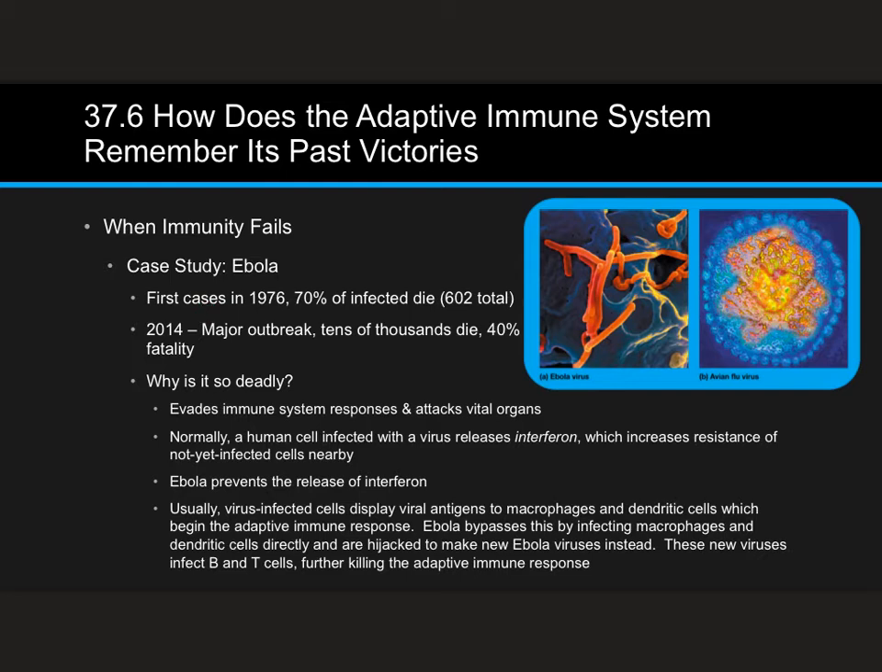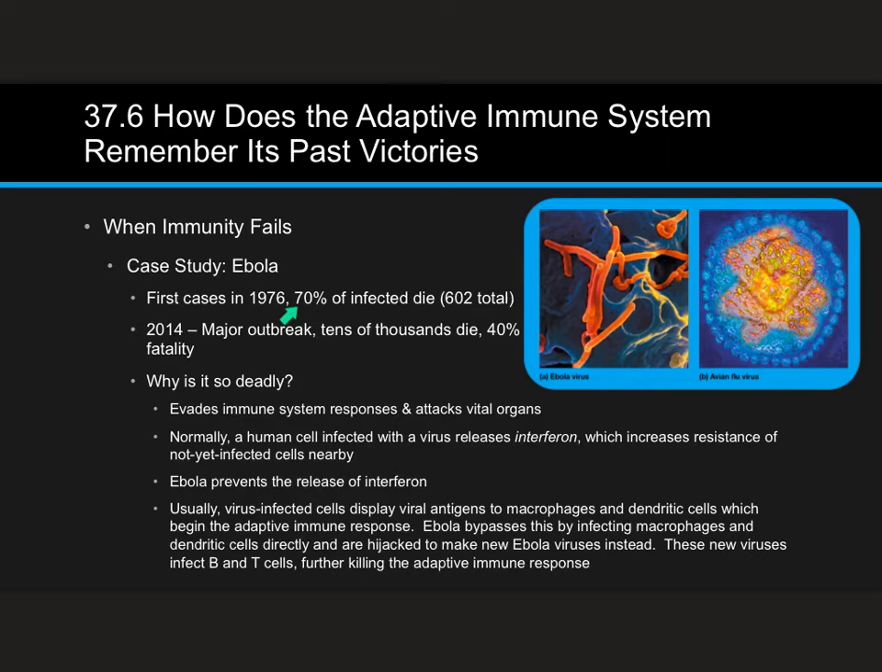Anyways, Ebola. Actually, the first case was in 1976. Back then, about 70% of people that were infected with it died. That's an insanely high lethality. Only 602 total died, which tells you there really weren't that many cases of it, because people very quickly realized that if you are infected, if you're showing symptoms of Ebola, you don't have a good chance of making it through.